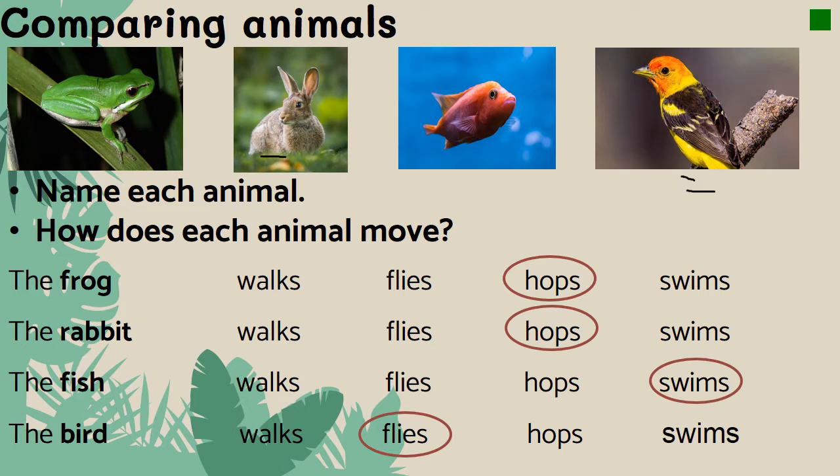The frog. We all know that the frog hops, right? Or jumps. The rabbit also hops. Can the rabbit swim? Can the rabbit fly? No. The fish, of course, we all know that the fish swims and the bird flies. So now we took a look at these animals and how each animal moves.